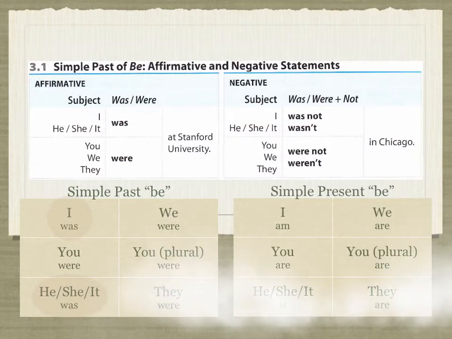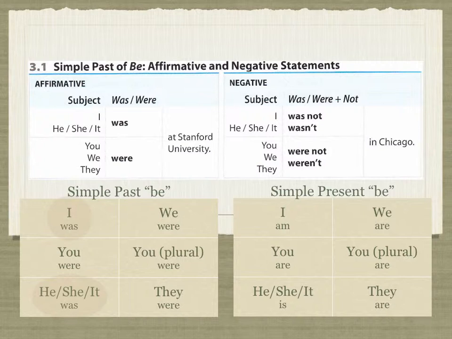It's slightly different than the simple present of be, which is I am, you are, he, she, or it is, and the rest of them are. In the simple past, we only have two forms to worry about, was or were.